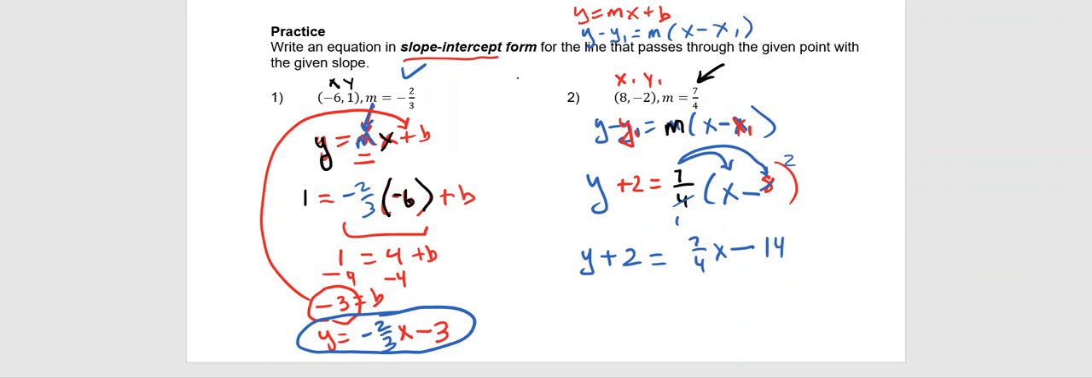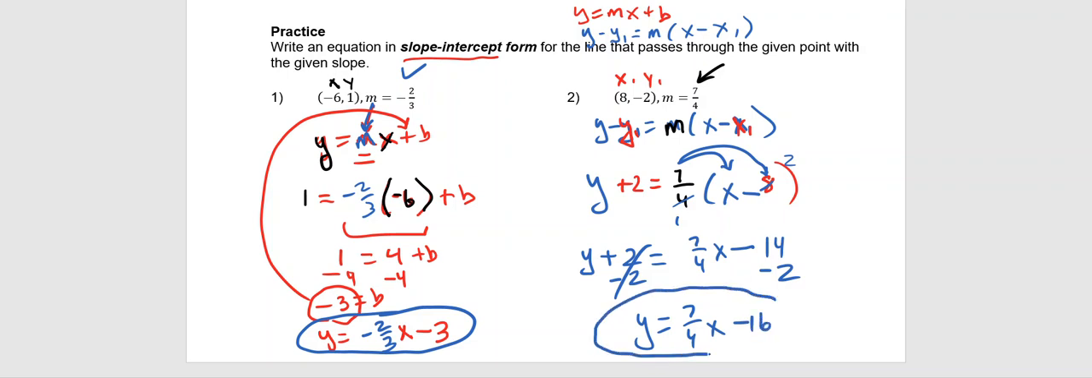At this point, to get to slope-intercept form, all I need to do is to finish isolating for the y. So as you'll see, I'll just subtract 2 on both sides, and I'll get y equals 7/4 x minus 16. And once again, we have an equation in the requested form, in slope-intercept form.